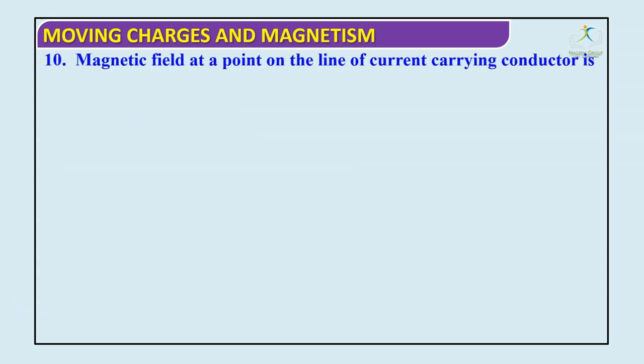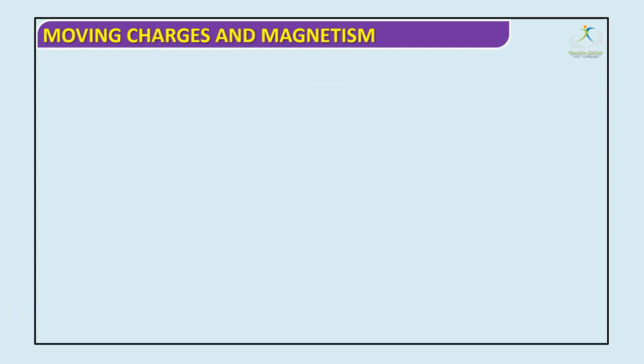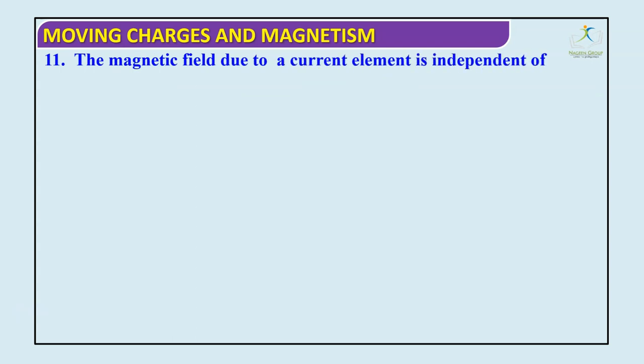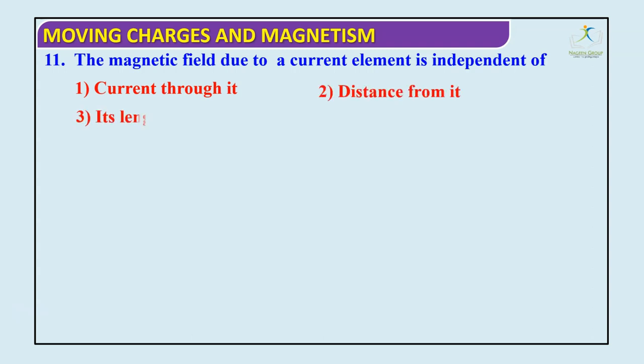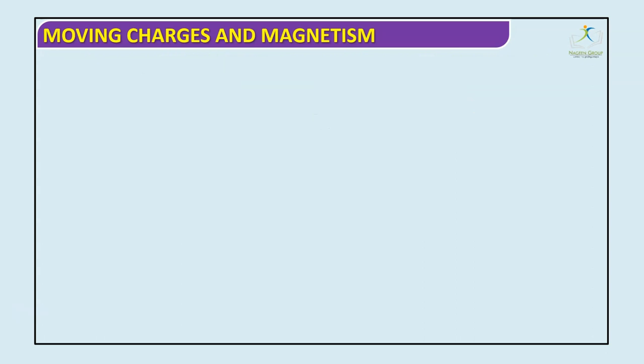Magnetic field at a point on the line of a current carrying conductor is maximum, infinity, 0 or finite value. The answer of this question is 0. Next question we have: the magnetic field due to a current element is independent of the current through it, distance from it, its length, nature of material. Answer is the nature of material.